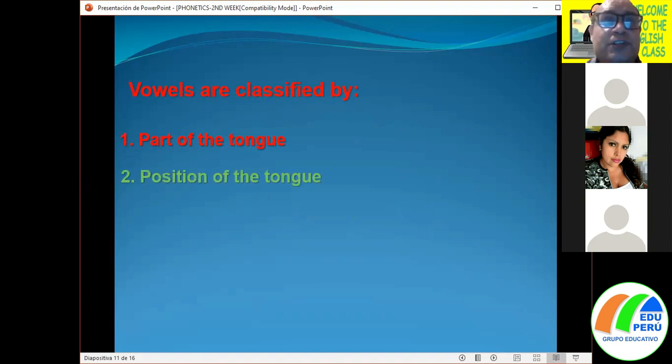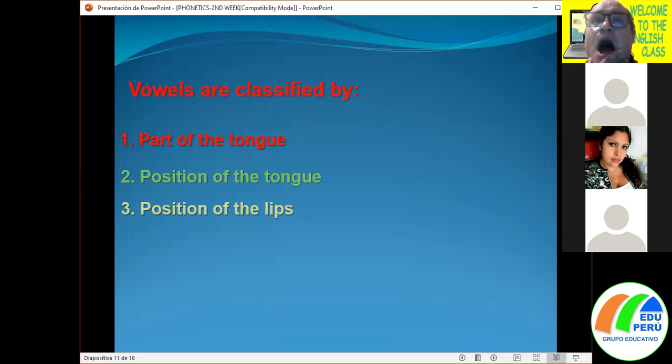Then position of the tongue. We are going to use our tongue in a high position, in a middle position, or in a low position inside our vocal tract, our oral cavity, remember. The third aspect is the position of the lips.